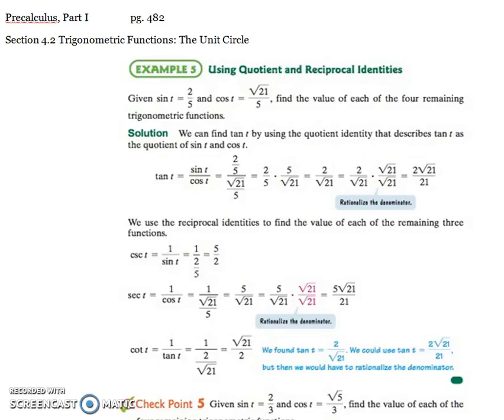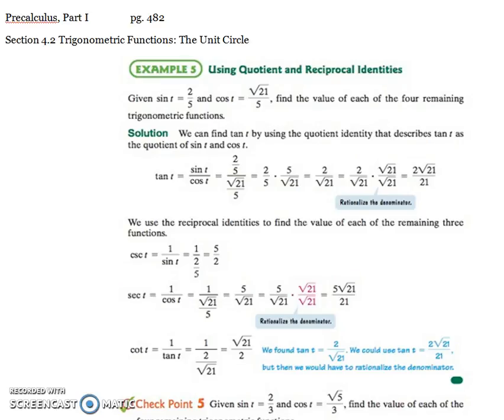This is Pre-Calculus, Part 1, Section 4.2, Trig Functions, the unit circle. Example 5 on page 482, using quotient and reciprocal identities. Given that the sine of t is 2/5 and the cosine of t is the square root of 21 over 5, find the value of each of the four remaining trig functions. You can draw the triangle for this if you'd like.